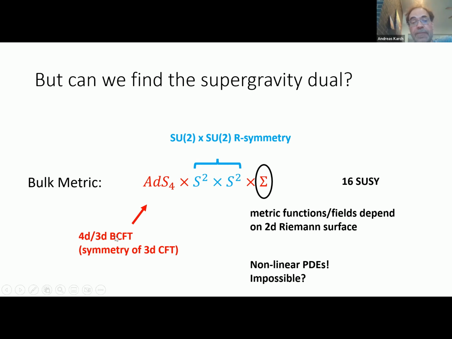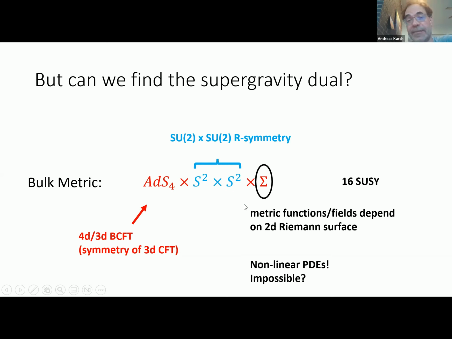So what do we have here? We have a 4D-3D BCFT, so a 4D CFT on half space coupled to a 3D CFT. So the symmetry of this is the same as the isometry of AdS4, right? The 3D CFT drives the symmetry of this. You have a supersymmetric theory that has a huge R symmetry, but the R symmetry in this case is no longer SO(6). The SO(6) of N=4 Yang-Mills gets broken down to SU(2) times SU(2). And the way the spinors transform, it's basically telling you that in the bulk you have two S2 factors.